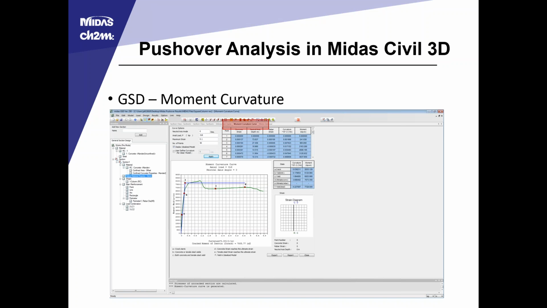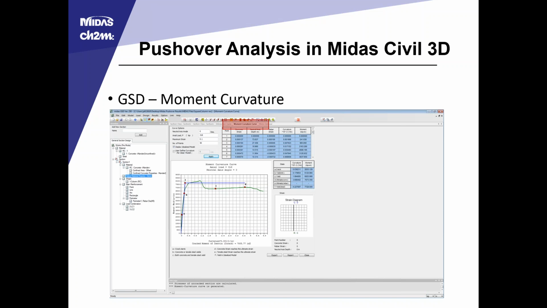There's also stress contours. We can just look at the section. We can also look at the interaction curve that I had pulled up earlier with the multi-direction moment and axial interaction. But to form the hinge and export to Midas Civil 3D, we'll use the moment curvature curve.